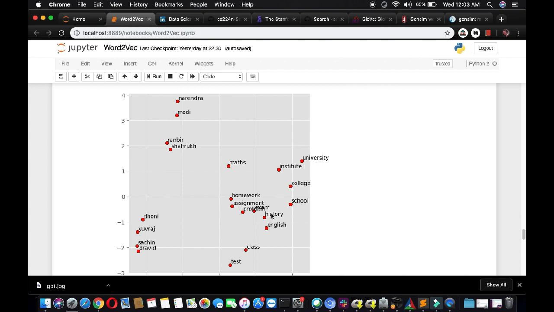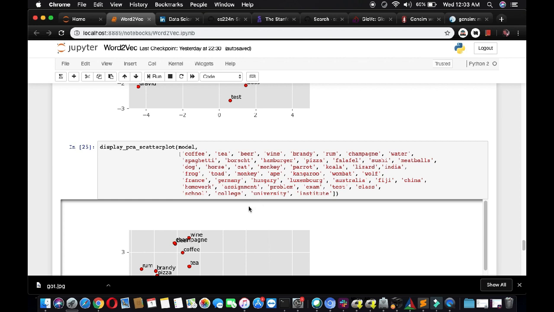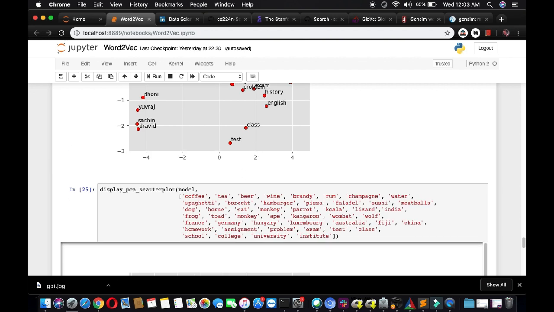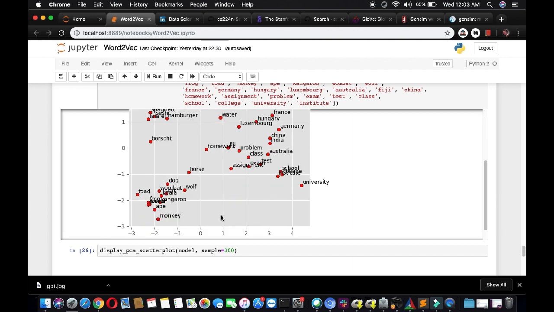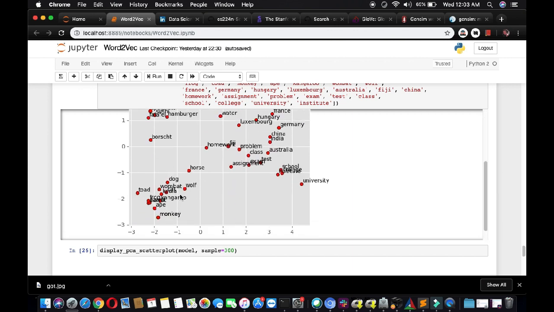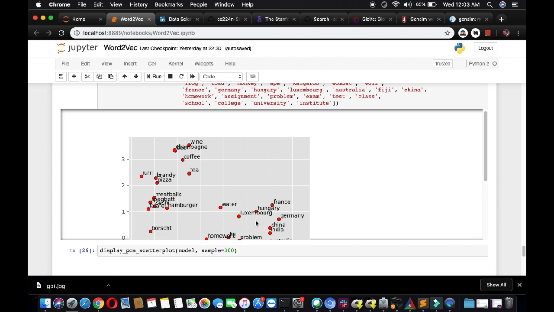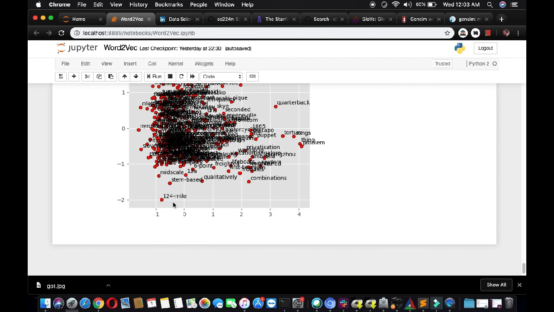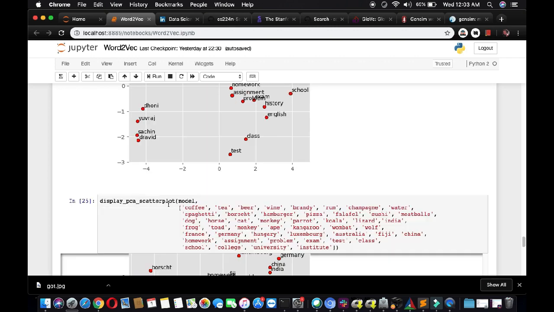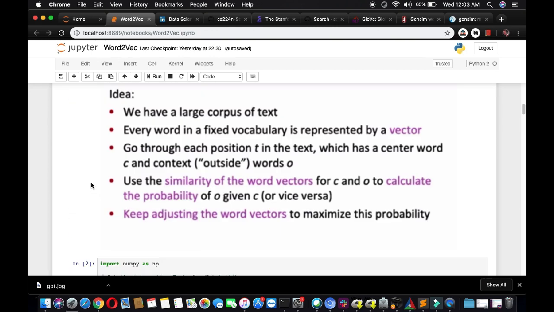In the same way, Narendra Modi, Ranveer, Shah Rukh, Dhoni, Yuvraj, Sachin, Dravid, maths, institute, university, college, school, homework, assignment, history, English, class, test, makes sense. Same things are grouped together. In the same way, foods will be grouped together, animals would be grouped together, countries would be grouped together. So, makes sense. This is what Word2Vec is basically.